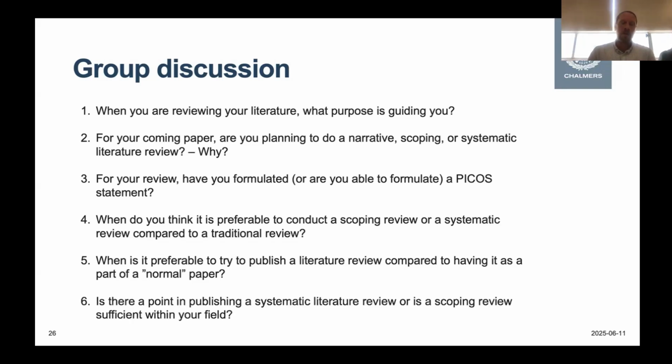And then, is there a point in publishing a systematic literature review, or is a scoping review sufficient within your field? And these, I think, could just be questions that you can look at while I open up for any questions or ideas or comments.